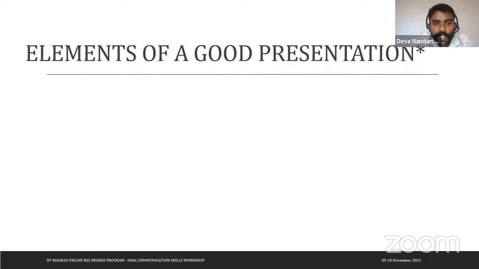So the elements of a good presentation. What are the elements of a good presentation? What do you think are the elements of a good presentation? Before I go into what I have to say, what do you think? Good communication skills. Yeah, sure. Good communication skills. Yes. Relevant content. Yeah, and definitely good visual presentation. Sure, sure. You can also do non-visual presentations. You can just talk, but then visuals always help. Visuals always let you connect better with the audience. Yes. Anything more?